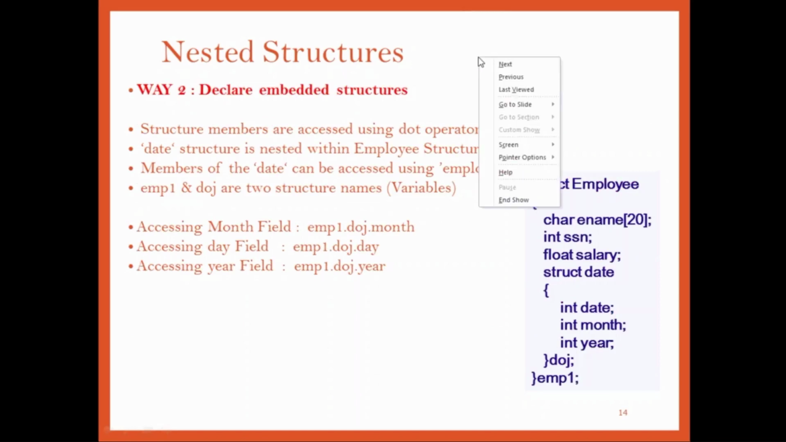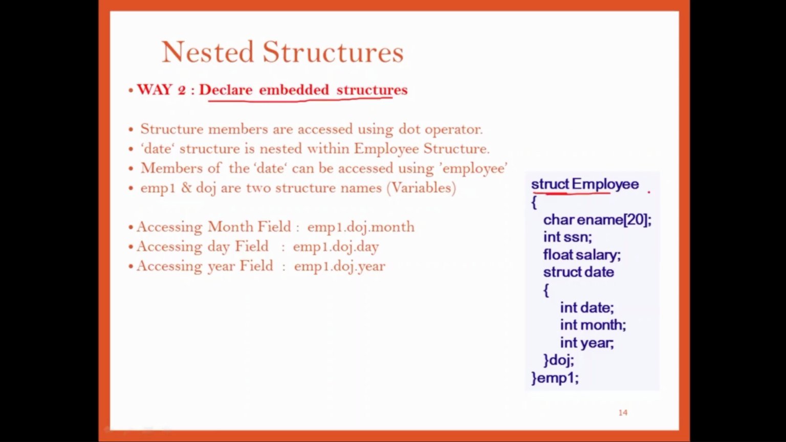Then another way, the second way, is that we have to take the nested structure, declare the embedded structure, meaning structure members are accessed using the dot operator. Here I have two structures, struct employee and struct date. The date structure is nested within the employee structure.